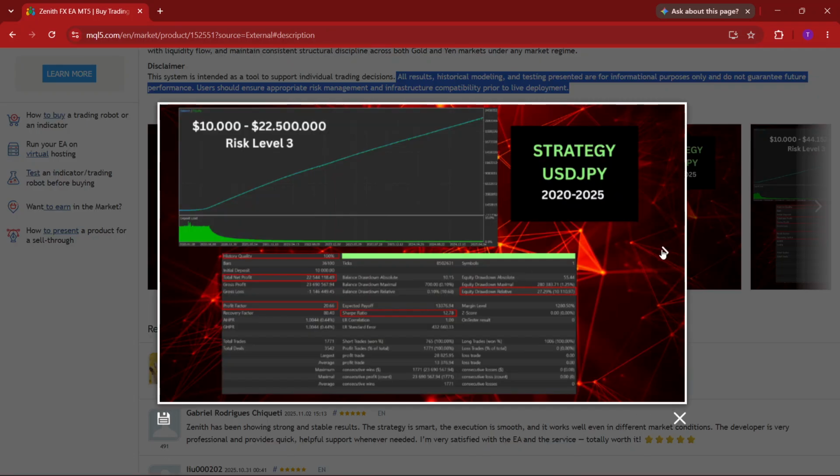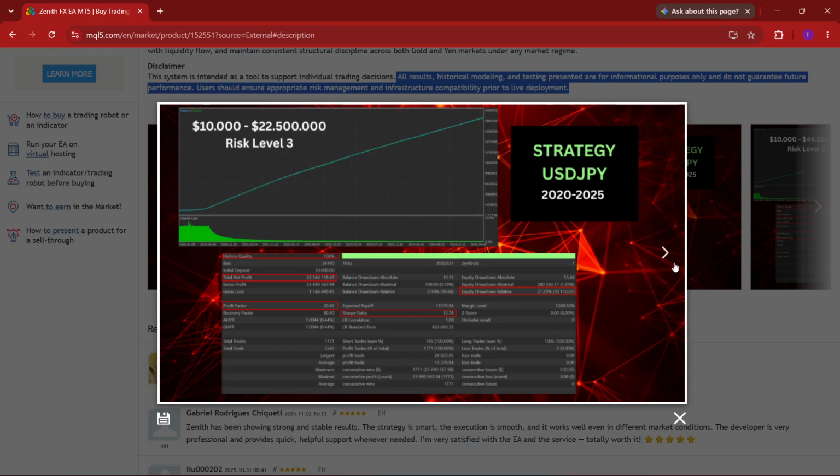That was a mouthful. Let's look at the claims on the picture. You can see history quality 100, total net profit, this is 22 million. I don't know if you can see it clearly, 22,544,118 USD with an initial deposit of $10,000. We look at the profit factor 20.66, recovery factor 80.40, drawdown 27.29, pretty high, but our balance drawdown 0.10.